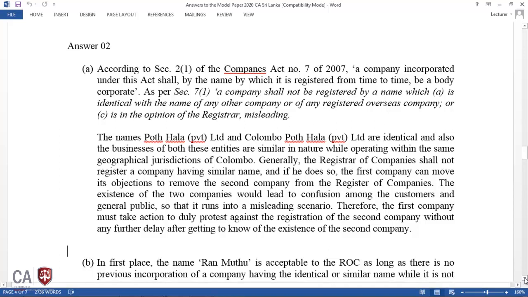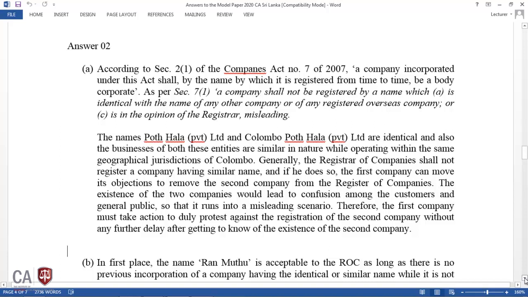According to section 2(1) of the Companies Act, number 7 of 2007, a company incorporated under this act shall, by the name by which it is registered from time to time, be a body corporate. Now, this is what section 2(1) says. First of all, a company incorporated under this act shall by name. Now, this is where the term name comes, by which it is registered from time to time. So, you got to register a company by name, that is very important, and to be a body corporate. The company must have a name.